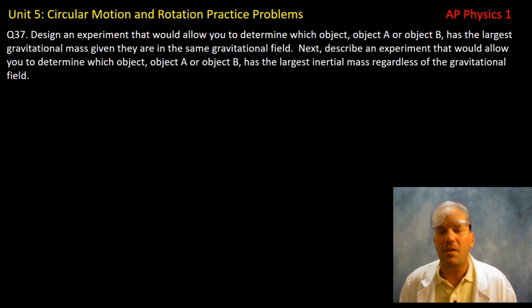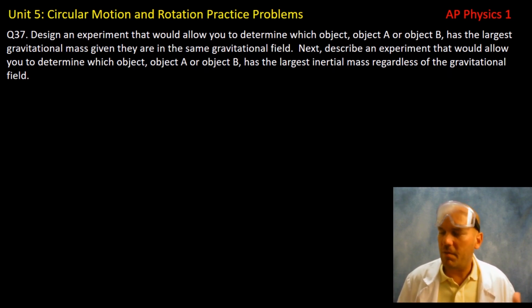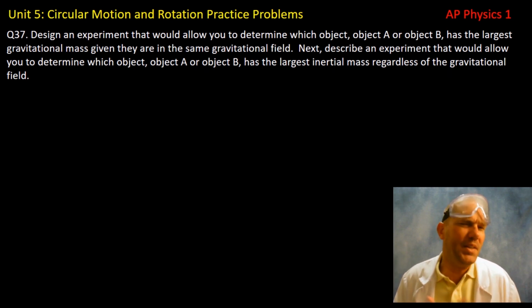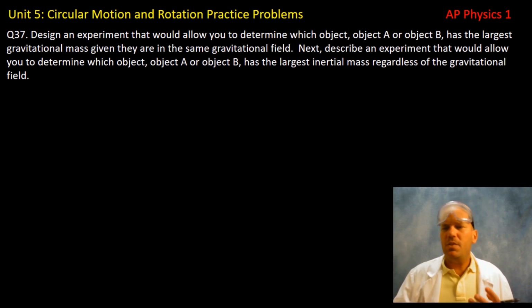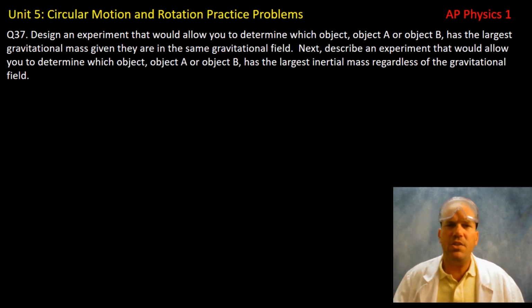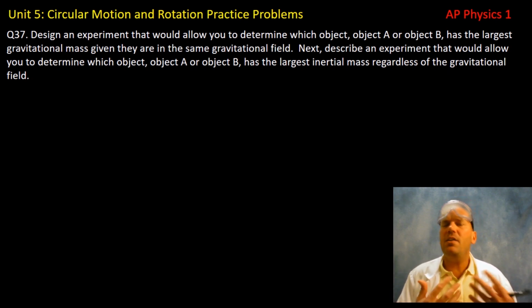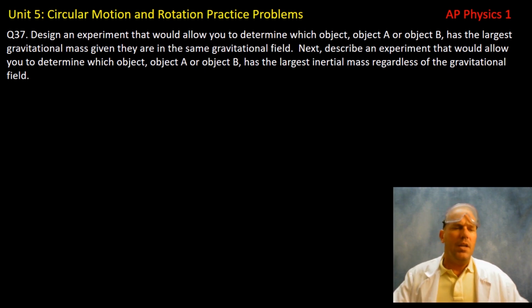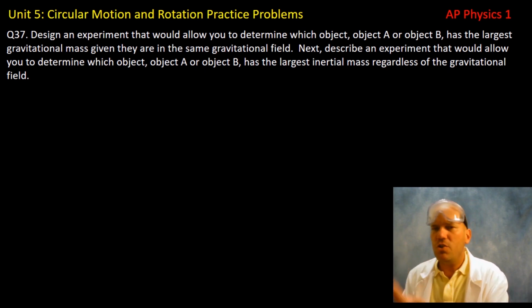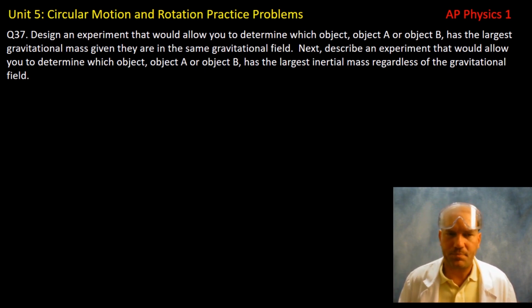Question 37. College Board will always ask you to be able to distinguish between the inertial mass and gravitational mass, and to be able to come up with experiments to test both of those, and to show that the values for gravitational mass and inertial mass are the same.